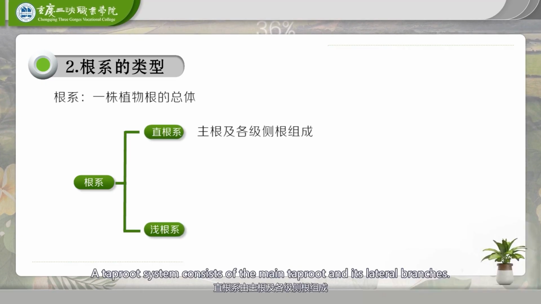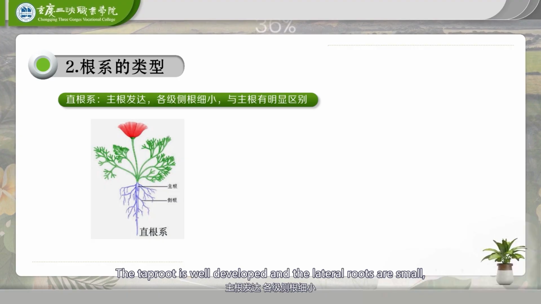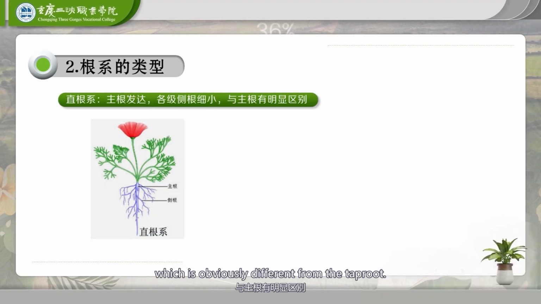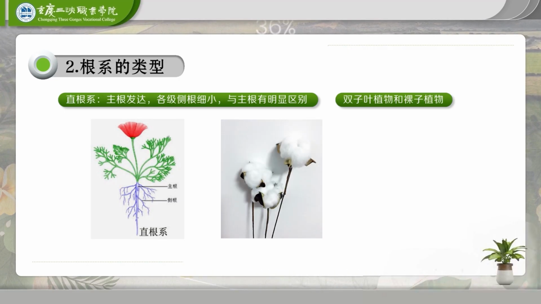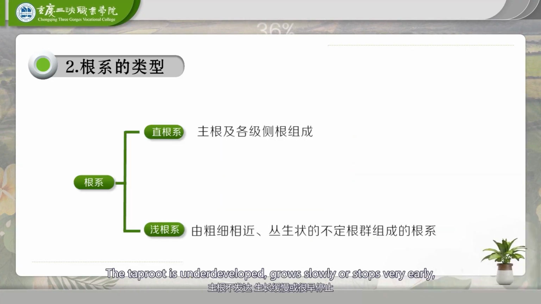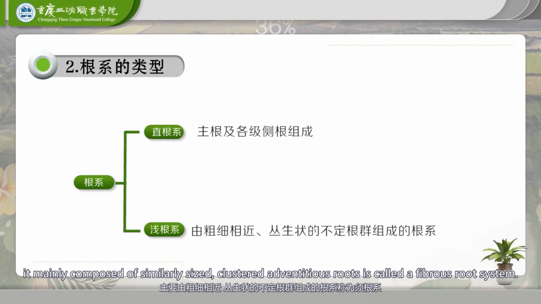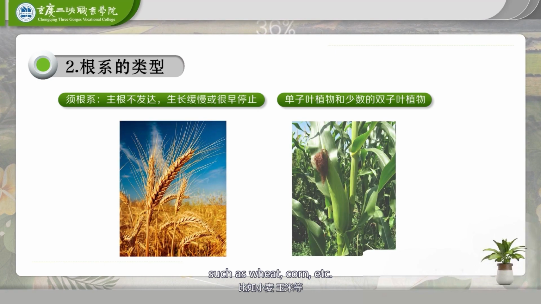A taproot system consists of the main taproot and its lateral branches. The taproot is well developed, and the lateral roots are small, which is obviously different from the taproot. Common in dicotyledonous plants and gymnosperms, such as cotton, pine, and cypress plants. In a fibrous root system, the taproot is underdeveloped, grows slowly, or stops very early. It is mainly composed of similarly sized, clustered adventitious roots. Common in monocotyledonous plants and a few dicotyledonous plants, such as wheat, corn, etc.